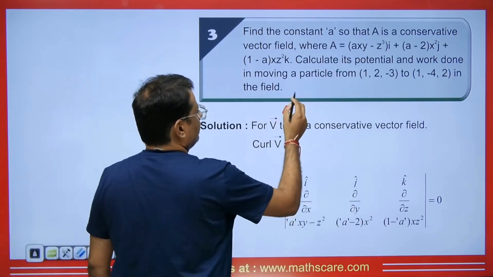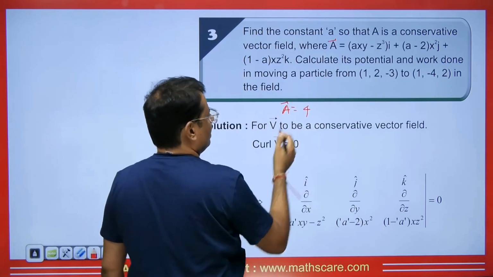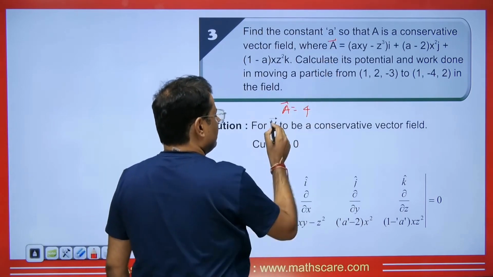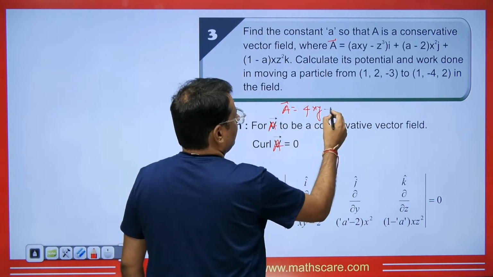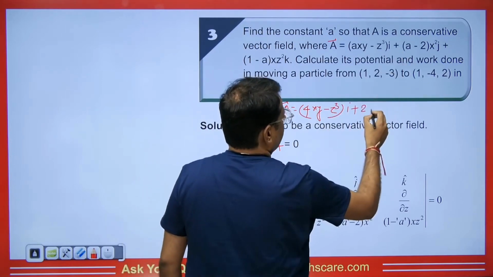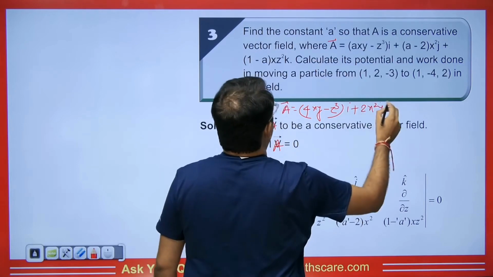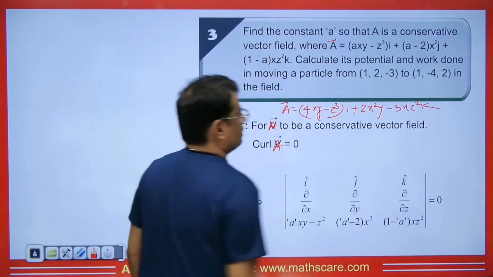Finally, the value of the a vector will be, here it is v, it doesn't matter, this v and a are the same thing, right? So make it a here, then it will be better, right? We will get here (4xy minus z cube) i plus, here we will put 4, then it will be 2x square j. And students, if we put 4 here, then this will be minus 3x z square k, right?